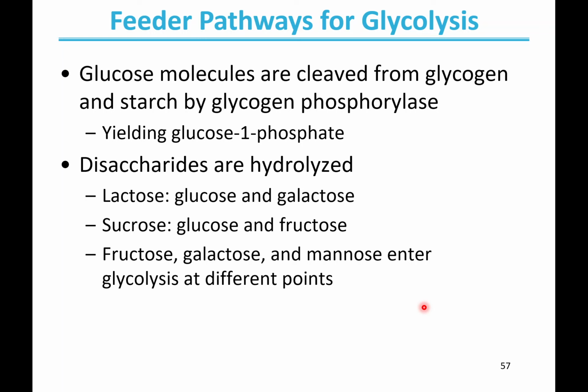Okay. There are some feeder pathways for glucose. Glucose molecules are cleaved from glycogen and starch by an enzyme known as glycogen phosphorylase. When that cleaves glucose from glycogen, that yields glucose 1-phosphate. That's a little bit different than glucose 6-phosphate, which is the product of the first step, so that needs to be rearranged.